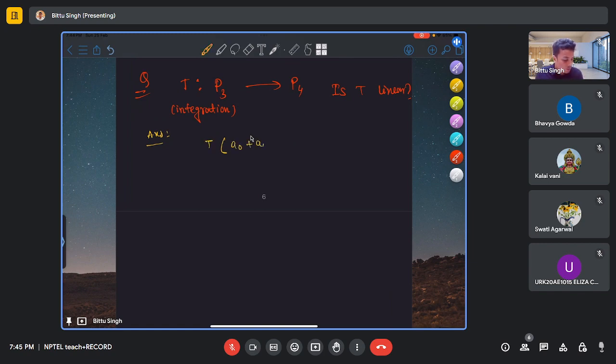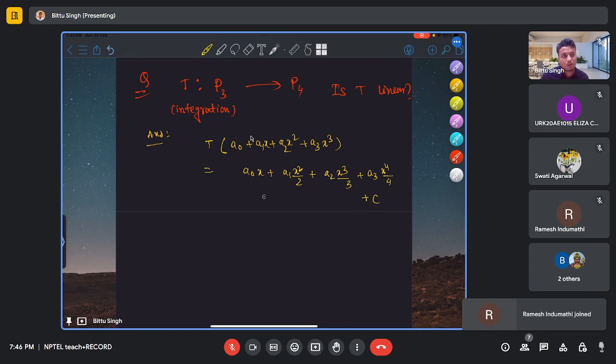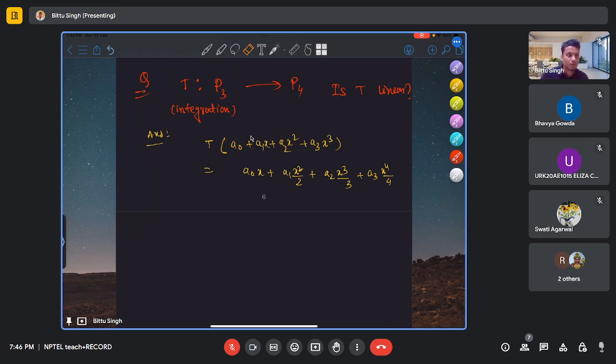So T of a0 plus a1x plus a2x square plus a3x cube. What will be the integration of this? This is the same as a0x plus a1x square by 2 plus a2x cube by 3 plus a3x to the power 4 by 4. Now there is a slight issue. Because for integration there will be an integral constant C, but instead of defining C here, let us remove C. Now what will be your answer? Is T linear or not?